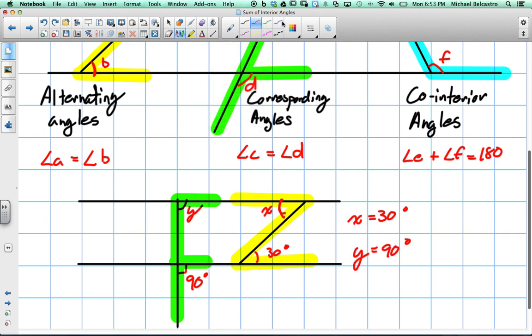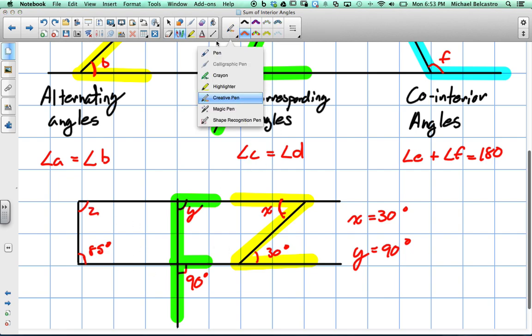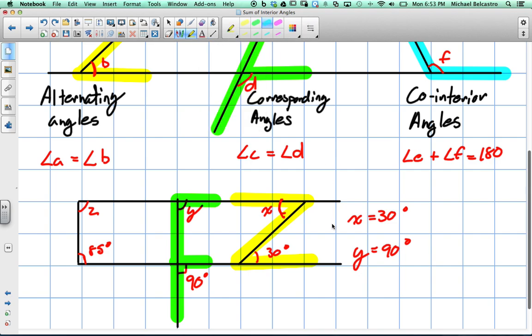Okay, and finally, let's close this off. And I'm going to tell you that this angle here is 85 degrees. And I want to know my angle Z, what Z is equal to. How would we solve that one? First of all, I guess, what is our rule for that? Co-interior angles, and the two angles will add up to 180.